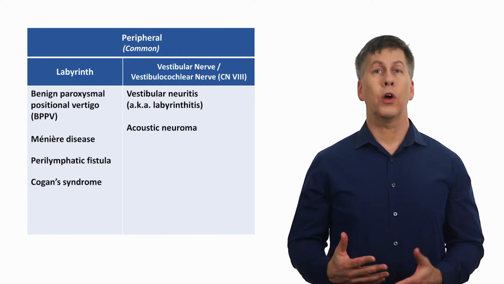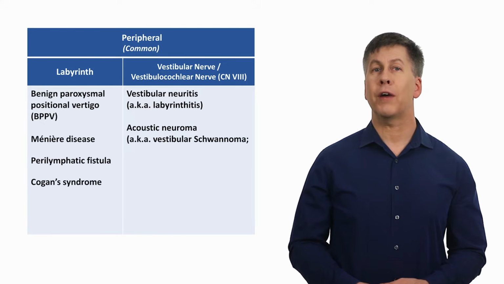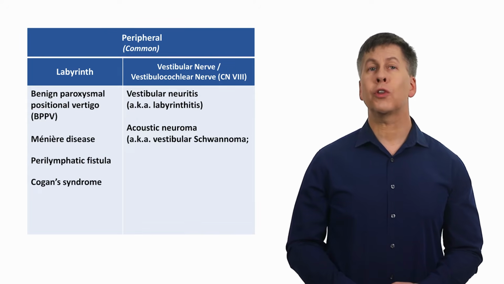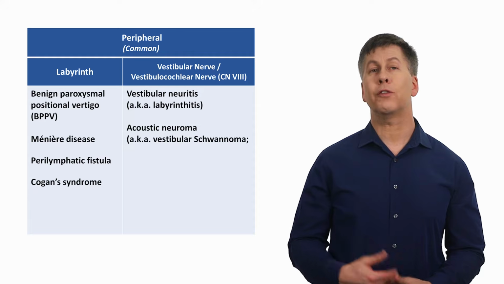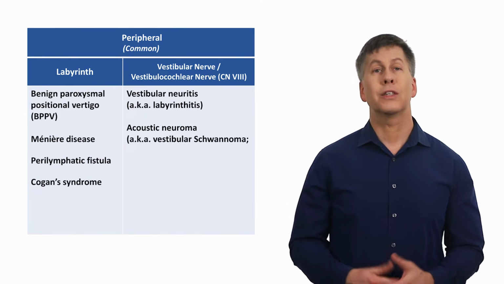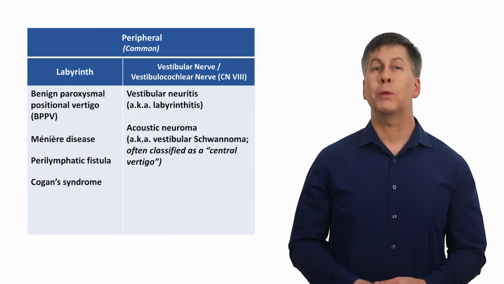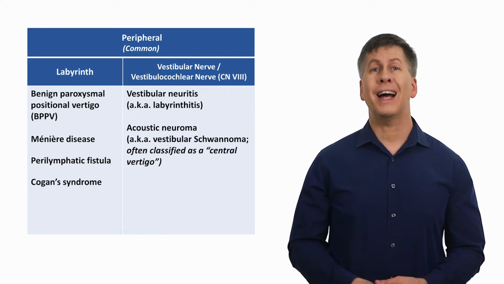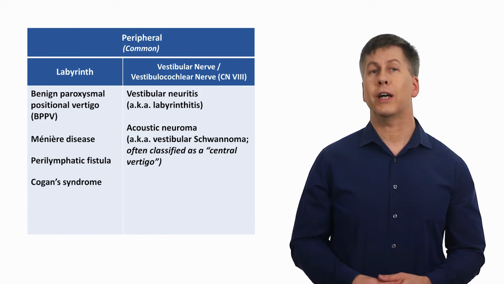An acoustic neuroma, also known as a vestibular schwannoma, is a benign Schwann cell-derived tumor of the vestibular nerve. As a consequence of the slow growth of the tumor, unilateral hearing loss is a more common symptom than vertigo, since central vestibular centers can gradually adapt to the lack of unilateral vestibular input. Sometimes acoustic neuromas are classified as an etiology of central vertigo, presumably because their presentation is more similar to central etiologies. But as it affects a part of the peripheral nervous system, to me, it feels more appropriately categorized here.